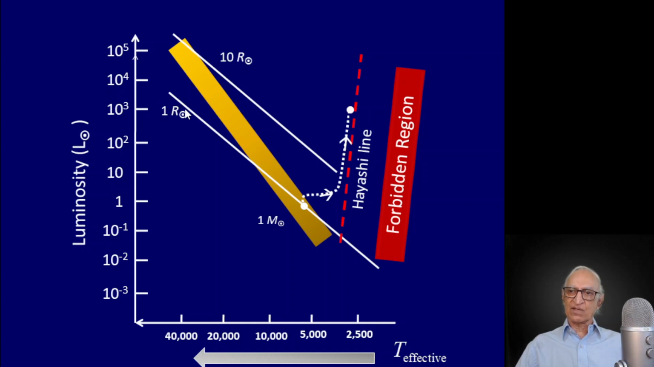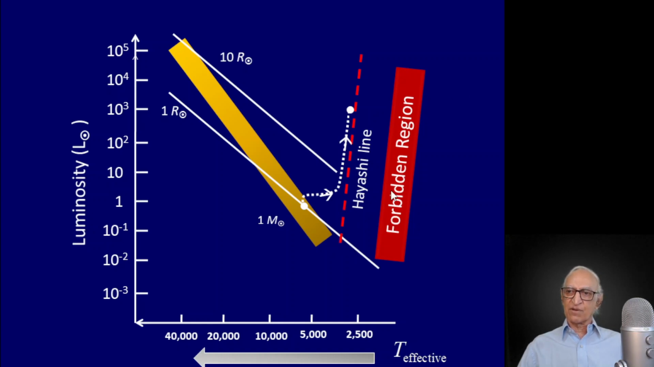Remember, I had plotted lines of constant radii. So this is 1 solar radius, this is 10 solar radii, this is 1/10th of the solar radius, 1/100th of a solar radius, and so on. So quite clearly, the location of the star will go from here to there. Why doesn't it go like that? That's a very interesting region.